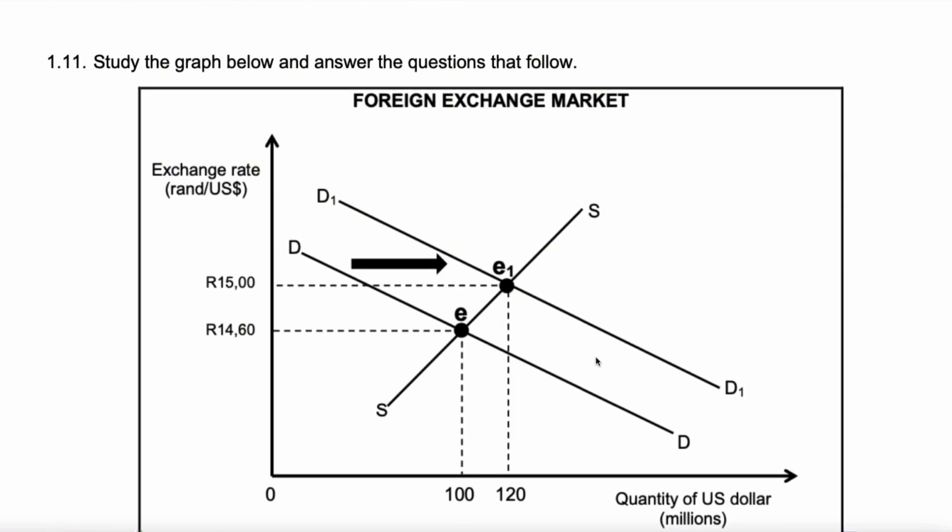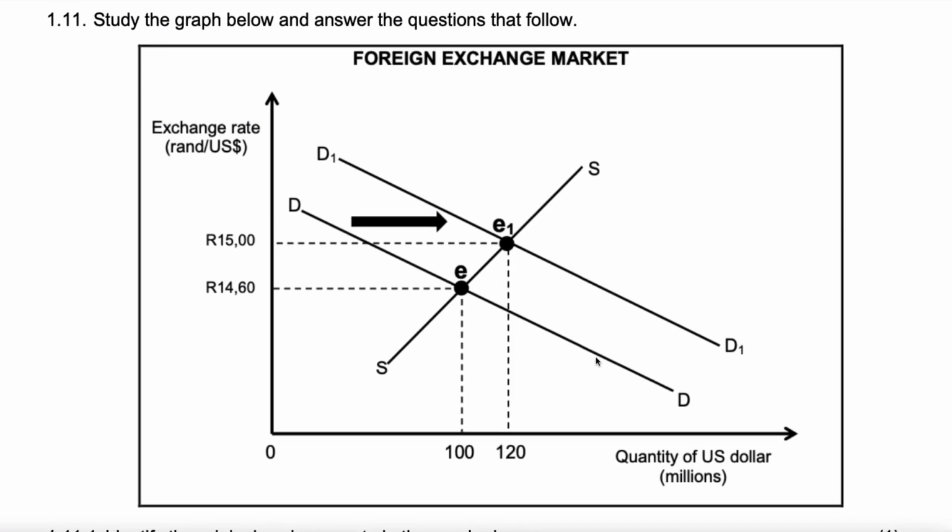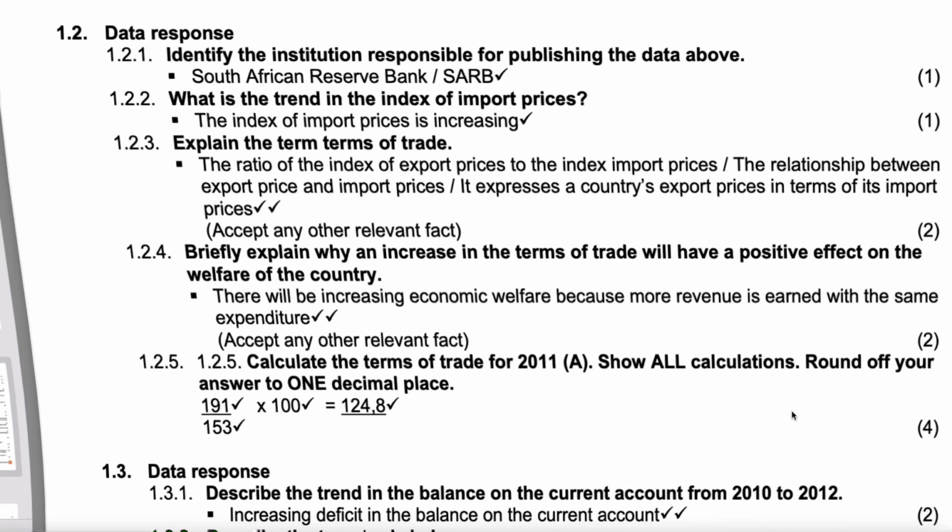Well, we talked about it when we were studying this graph. In the beginning, we said an increase in the demand for foreign currency or dollars will cause the rand to depreciate. So the rand will lose its value from 14 rand 60 to 15 rand. So basically, any 2 points that you can put there, I've been talking about this.